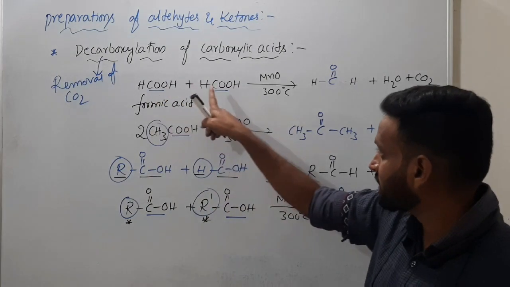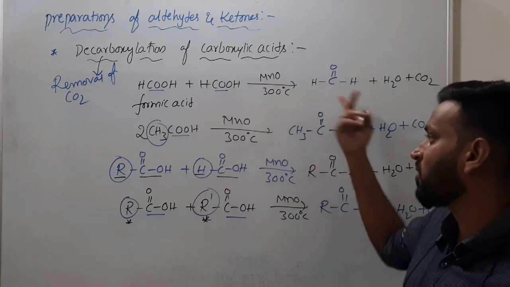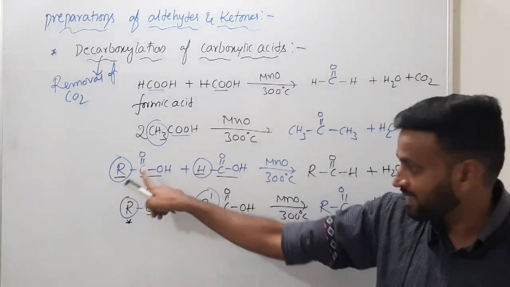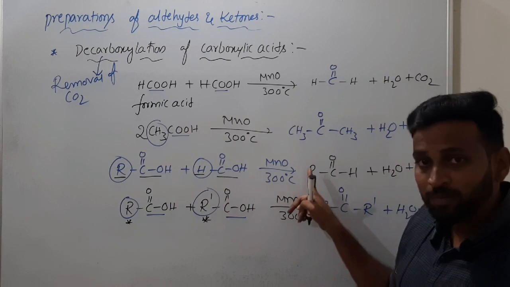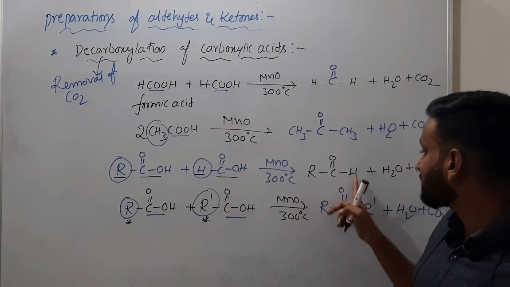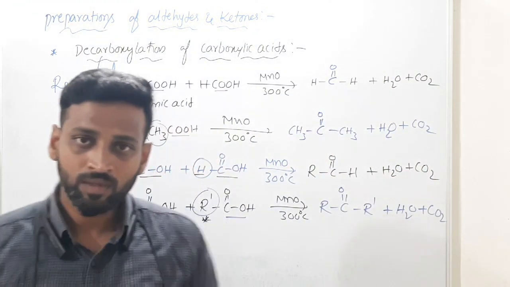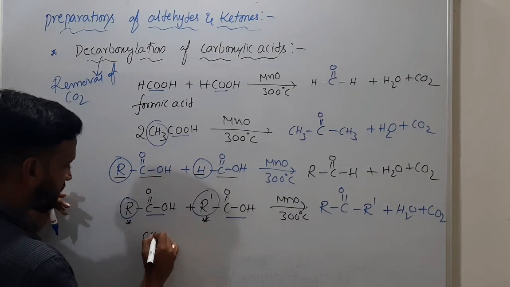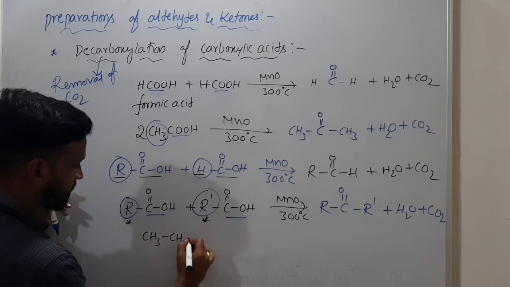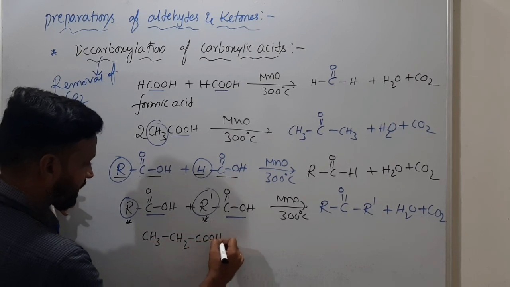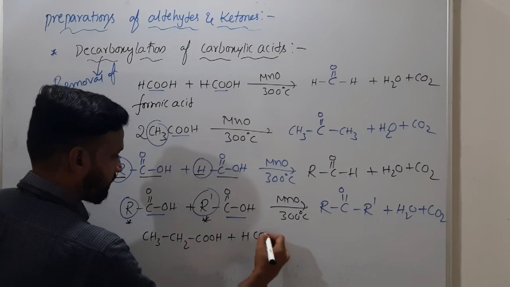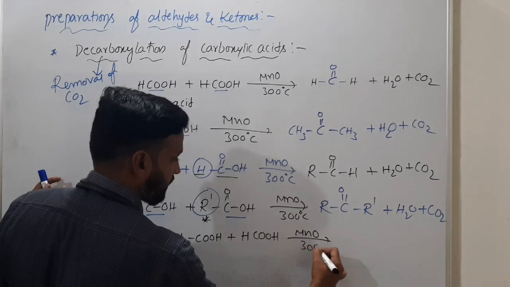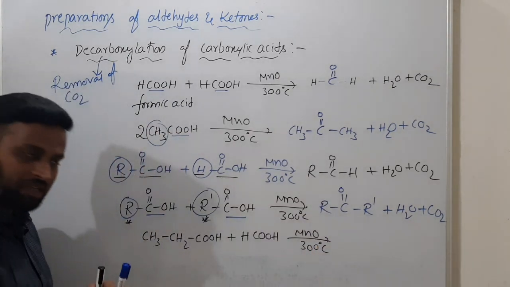So if this is formic acid and this is also formic acid, you get formaldehyde. See here, if this is some other carboxylic acid and this is formic acid, in presence of MnO you have RCHO. Very simple. In a similar manner, if you have CH3CH2COOH plus HCOOH, with manganese oxide at 300 degrees Celsius, what is the product? Very simple.